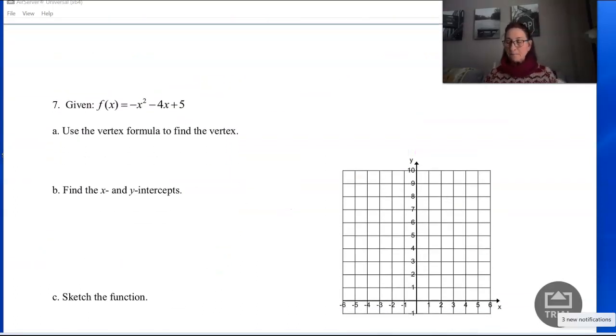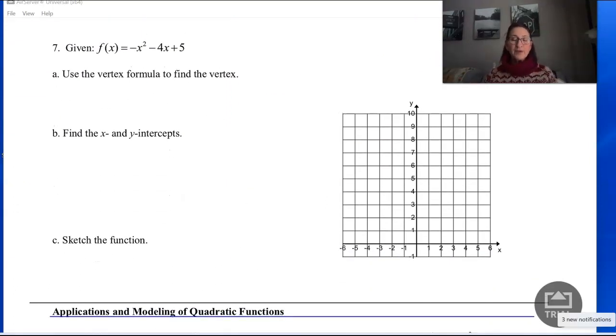All right. So let's do this one where we've got a leading coefficient that is not a positive number. It's negative. So that means we're going to have a parabola that opens down. Okay. So first thing I'm going to do is use my vertex formula. So my A is negative 1, my B is negative 4, my C is 5.